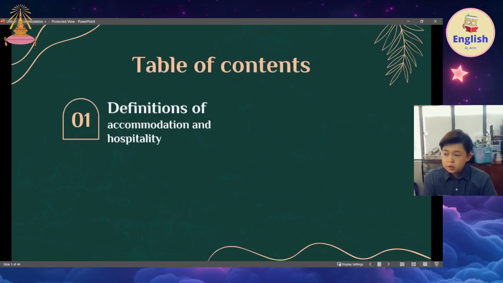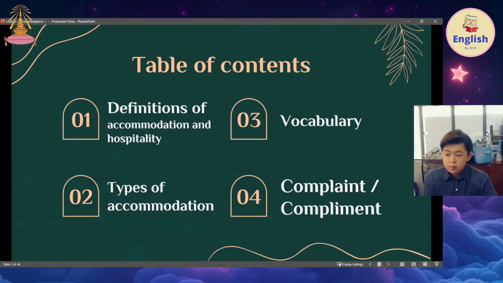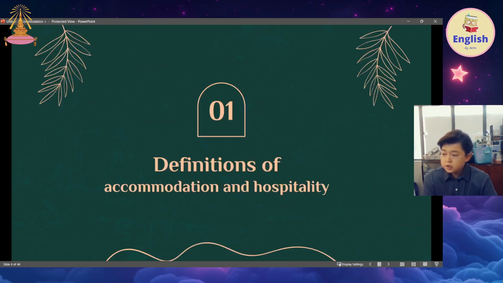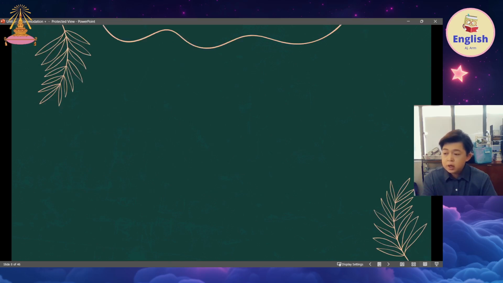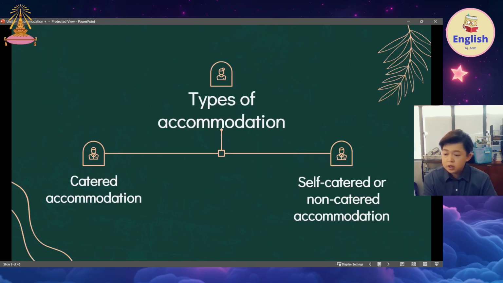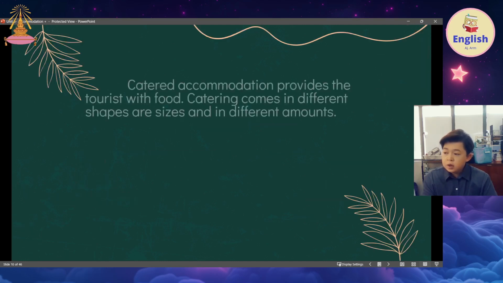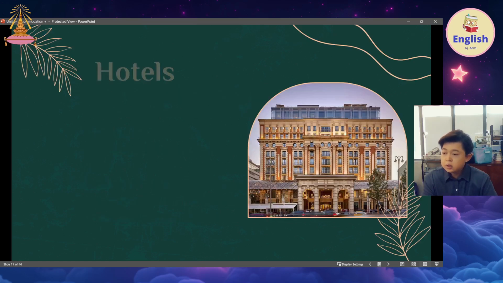So this unit covers the definition of accommodation, hospitality, the types of accommodation, useful vocabulary, and the complaint letter or compliment letter. Starting with the first one, definition of accommodation and hospitality. This part talks about what accommodation is, and the types of accommodation, for example, catered and self-catered, non-catered. Half board and full board are very important.